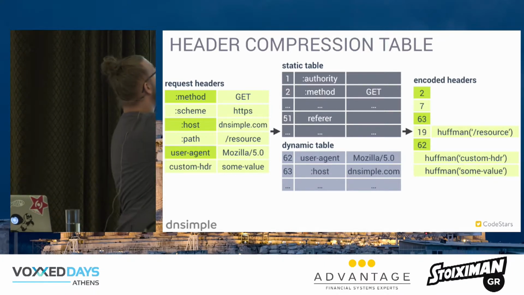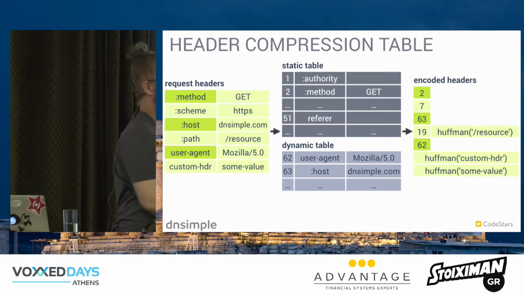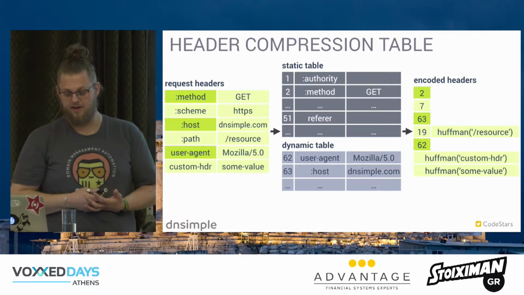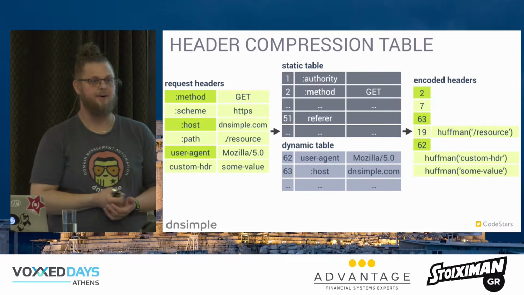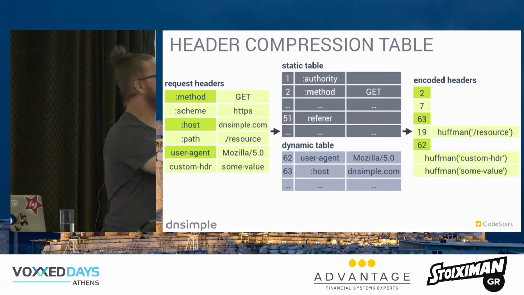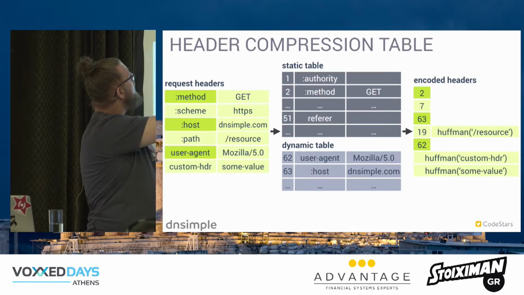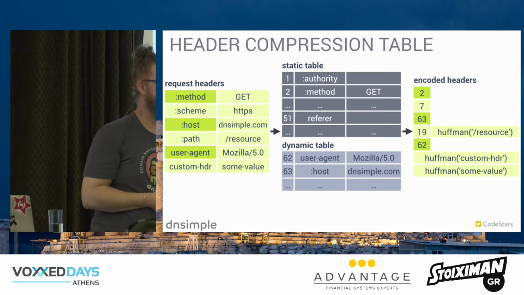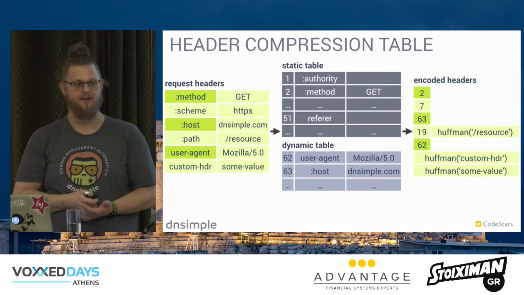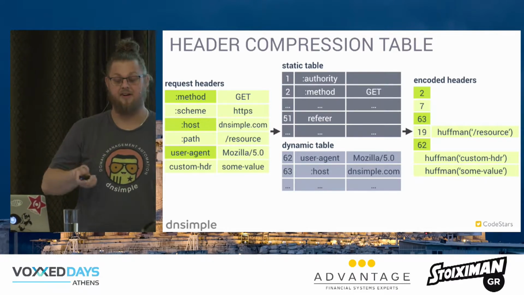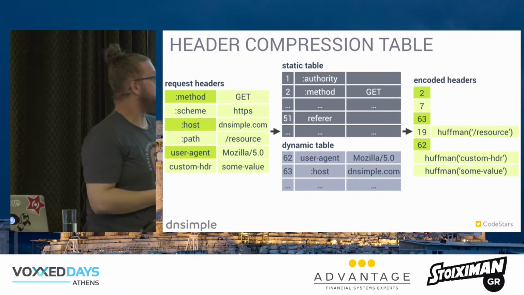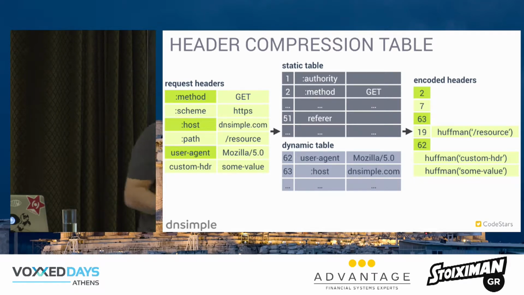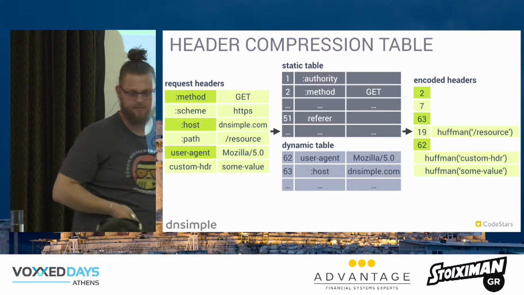So if you have a matching key-value pair like method GET, you can just encode it by transferring a single integer. If you have scheme HTTPS, this is something you see over the web all over, right? Imagine how many bytes we waste transferring these two headers on a text-based protocol, right? We send this back and forth all the time. On every request we make, we send this, and there's no point in that. So we can also represent this with a single digit. And the host, for example, on a single connection, usually doesn't change. So you can add this to the dynamic table.